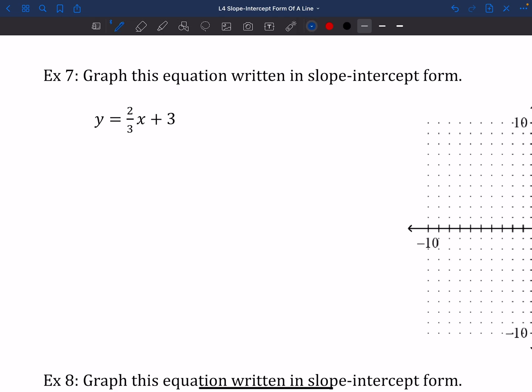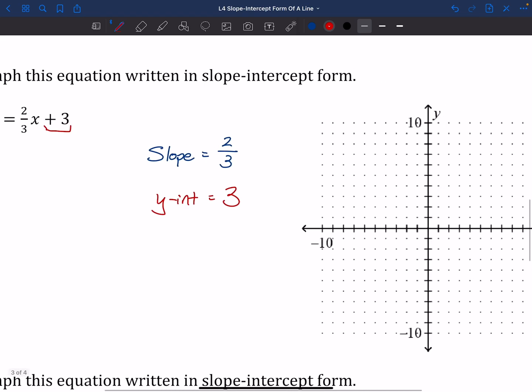So hopefully you tried that. My slope is 2/3. It's already with a rise and a run, that's pretty nice. My y-intercept is +3. If you want to do what I'm doing, put that little kind of bracket underneath it to make sure that I'm looking at not just the number, but also the symbol in front of it. It's not a bad idea.